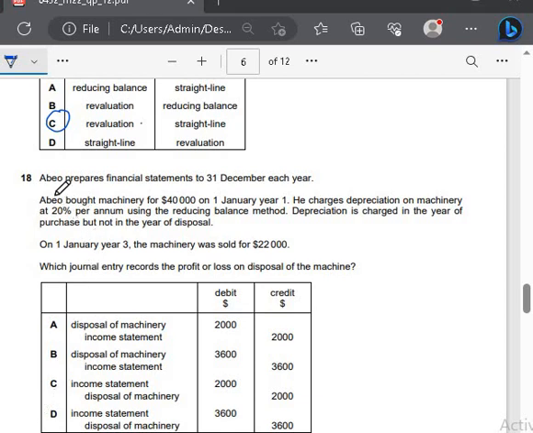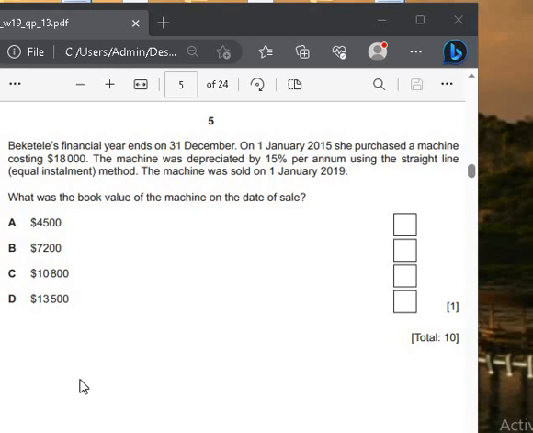This question number 18 has a disposal account, so we haven't yet done that. We are going to see that in part 2. So we are going to look at another question from another past paper. Here's another question.